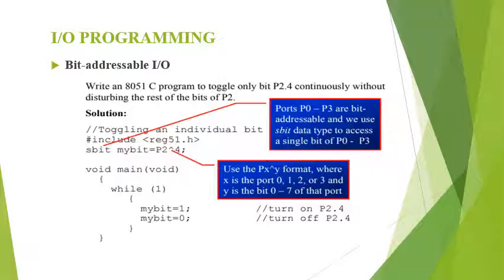And then we write the main function. In the main function we have the while loop, and inside the while loop we are assigning the values 1 and 0 to myBit, which is nothing but assigning 1 and 0 to the D4 bit of port 2. By this we are toggling the bit of port 2, that is, the D4 bit of port 2 is toggled continuously.